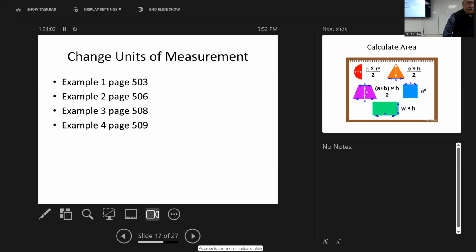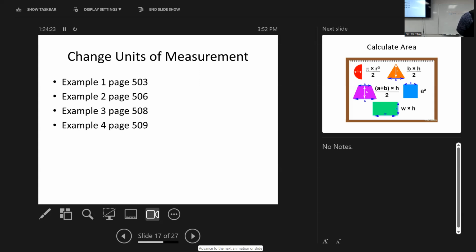Let's go to page 508. It says convert 8 inches to centimeter. Now, it has given us the table 9.3. It says 1 inch is equal to 2.54 centimeter.